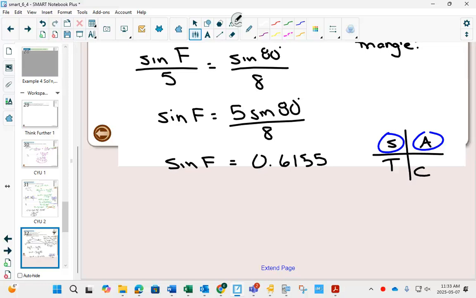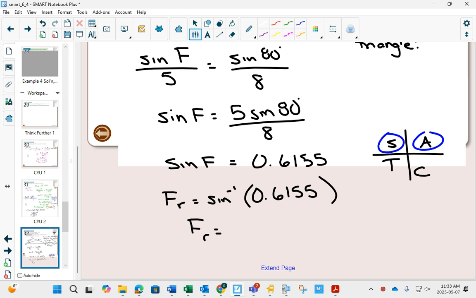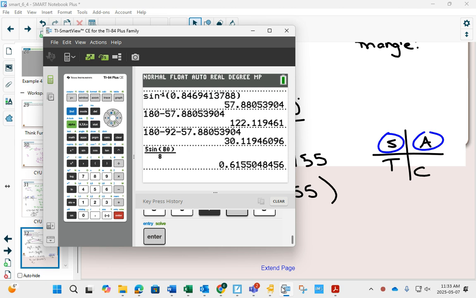So, we get this. I need to find my reference angle. I find my reference angle by doing sine inverse of the positive value. It is already positive. So my reference angle for that will be sine inverse, and I can steal this number from here.